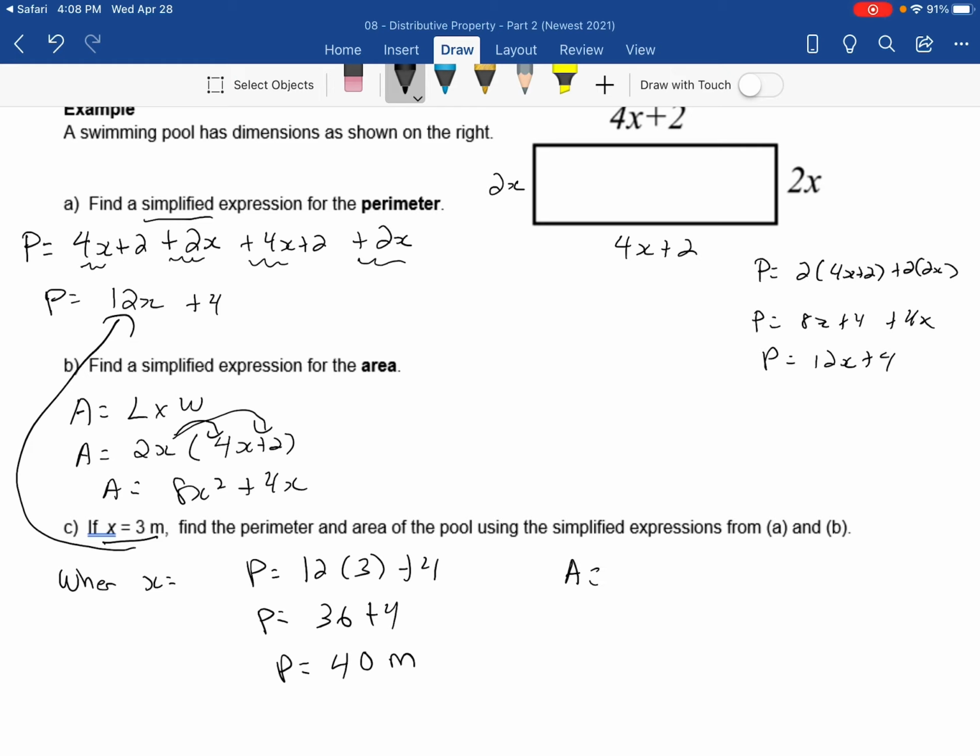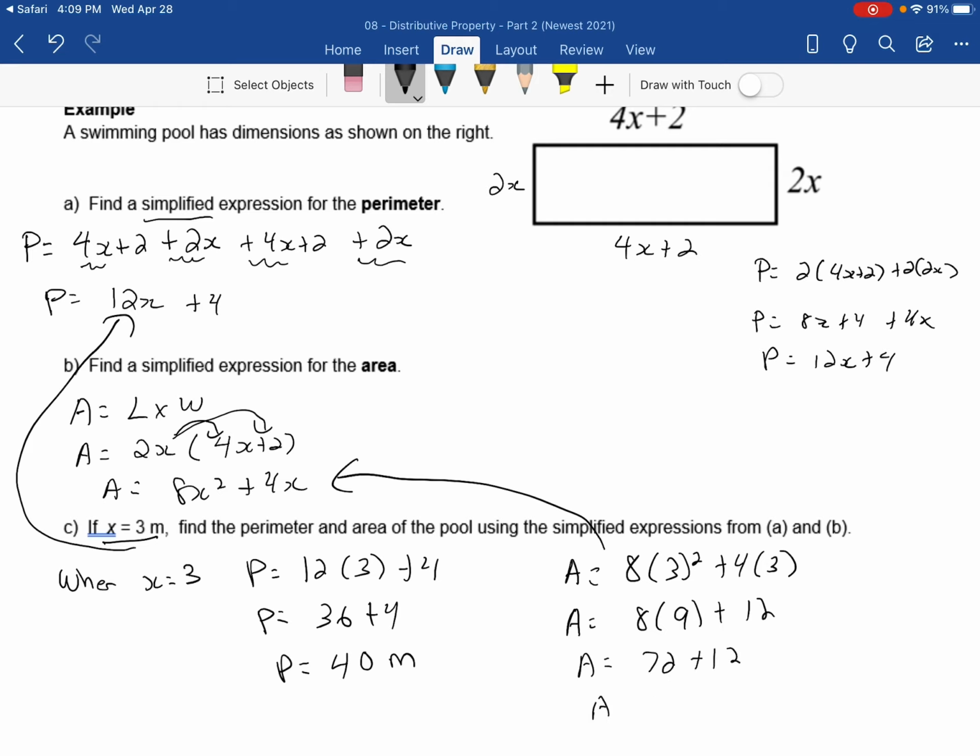Then they want the area. When x equals 3, area equals 8 times 3 squared plus 4 times 3. This time I've just put the 3 into my area equation, so I got to do a little bed mass here, 8 times 9 plus 12, 72 plus 12, 84. But this time, since it's an area, we're talking about meters squared.